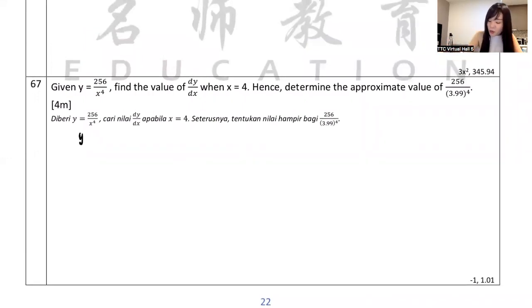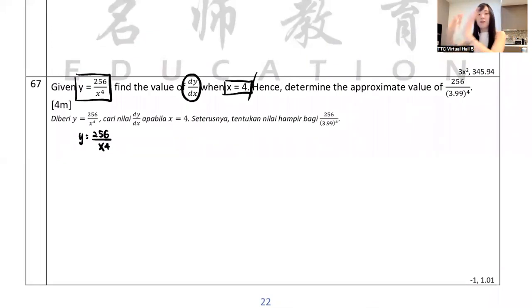Given that y equals this, they already give me the equation. Then at the start itself, they say find dy/dx when x is 4. Okay, my dear, we don't read the second part. We read the first part itself. So now they want me to find dy/dx. How do we find dy/dx? We differentiate this. Look carefully. The x is at the bottom. The x at the bottom, you must bring it up first. Then start to differentiate it.